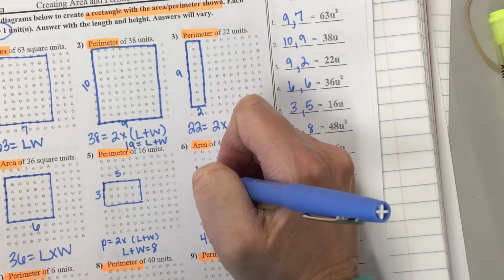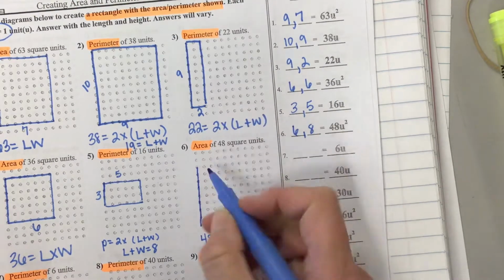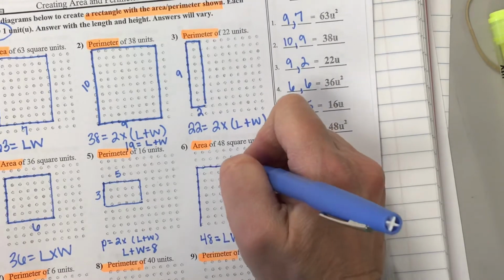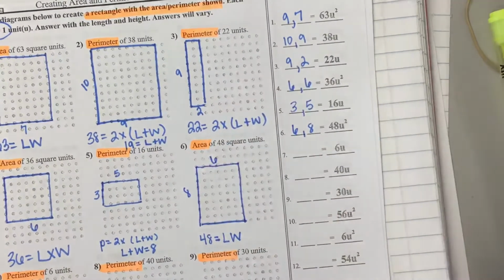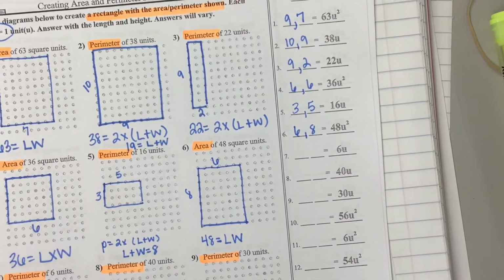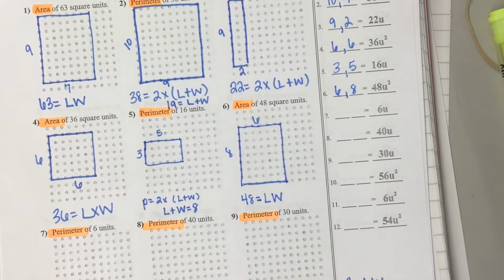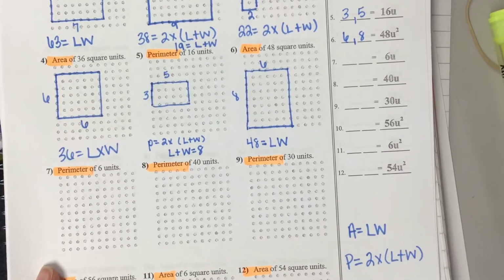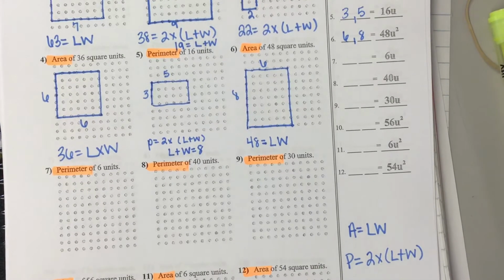Okay, 1, 2, 3, 4, 5, 6, 7, 8. 1, 2, 3, 4, 5, 6. Okay, and that's 8 by 6. Okay, so when it's area, you have to multiply to get the correct number for your length and width. And when it's perimeter, you have to chop it in half and then add to get the correct number for your length and width. Okay?